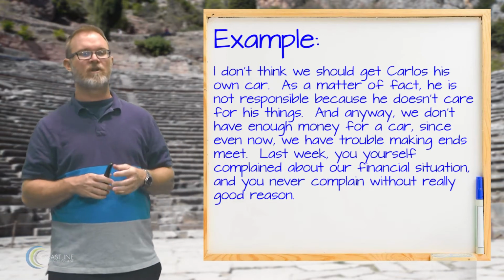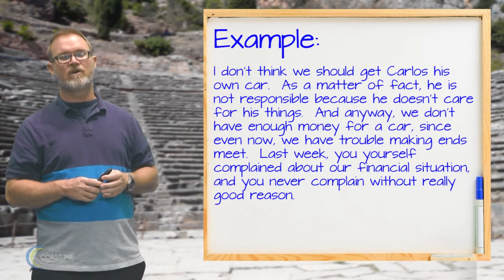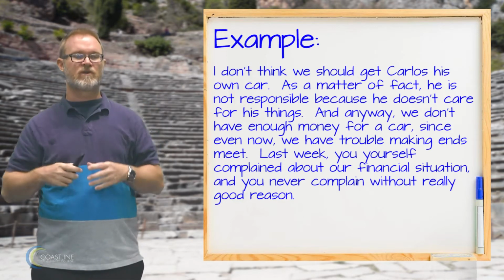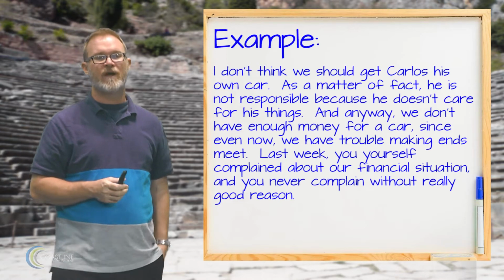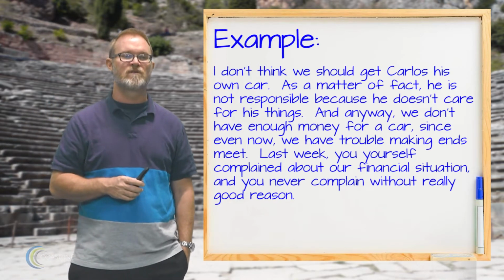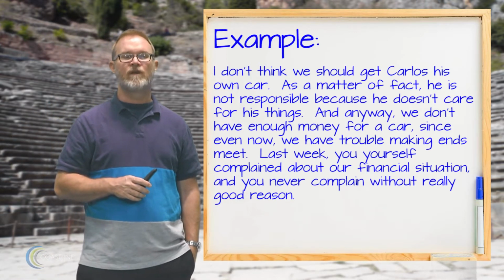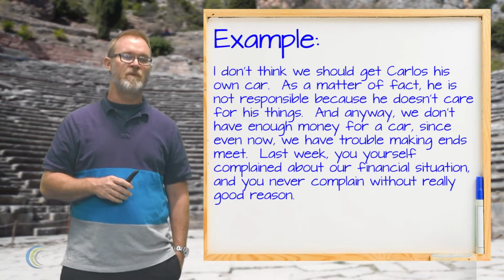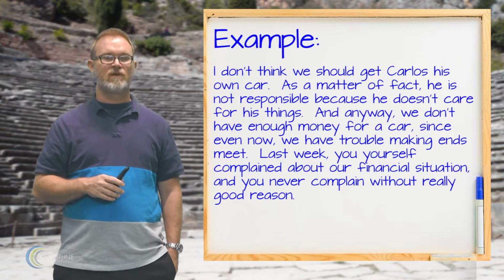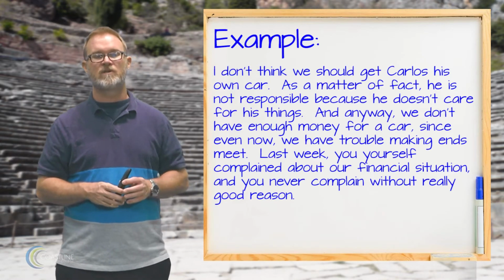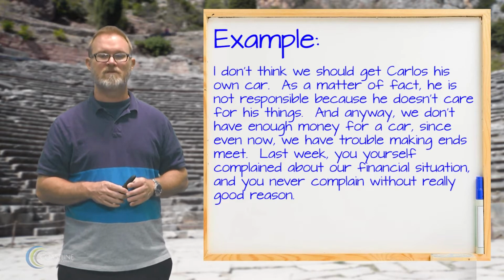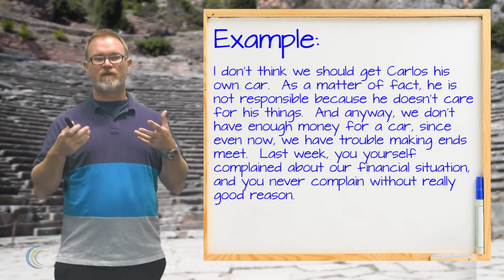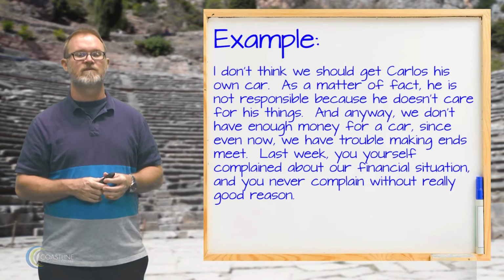Okay, so you can see here the claim begins, I don't think we should get Carlos his own car. So this is about a guy, Carlos, and his car. Then it says, as a matter of fact, he's not responsible because he doesn't care for his things. And anyway, we don't have enough money for a car, since even now we have trouble making ends meet. And then it says, last week you yourself complained about our financial situation, and you never complain without really good reason. Okay, so that's the passage we're working with. As you can see, it's one paragraph with a few sentences in it.